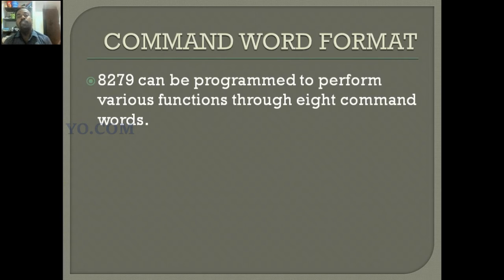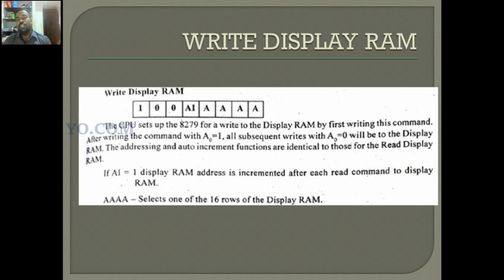Then the command word format. The 8279 can be programmed by using command words. Totally we have 8 different command words, and we will see them one by one. The first one is write display RAM. So how to write display RAM?